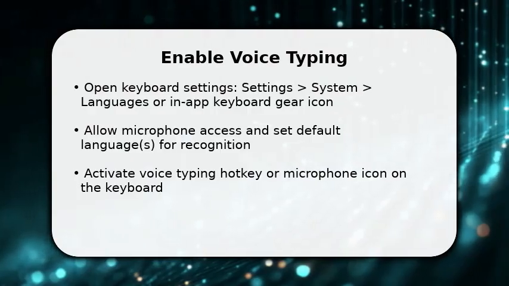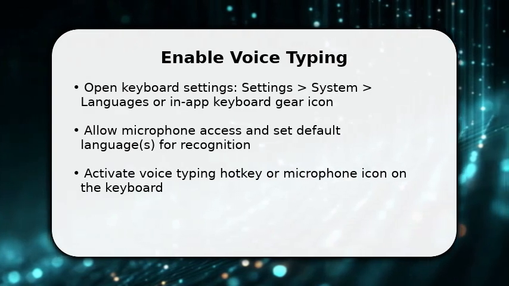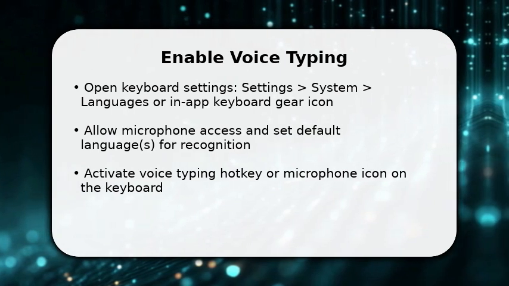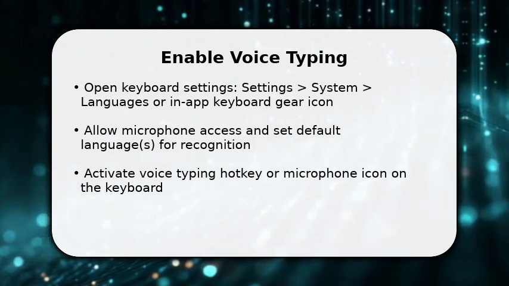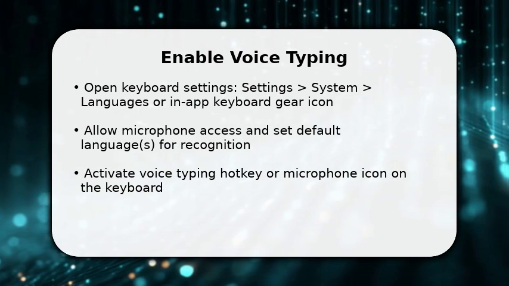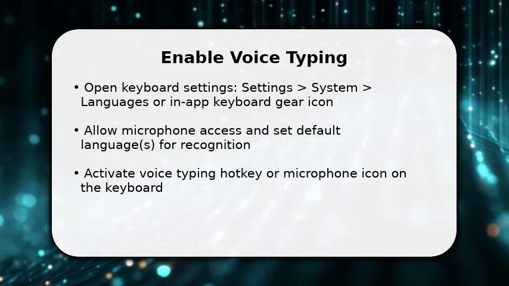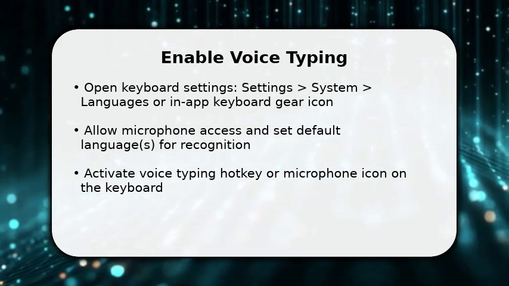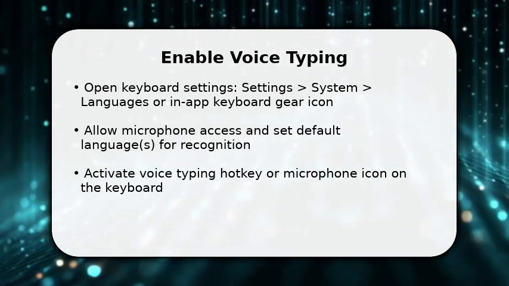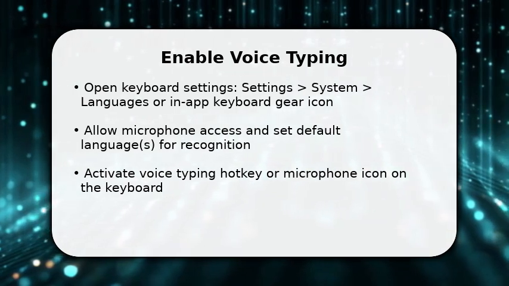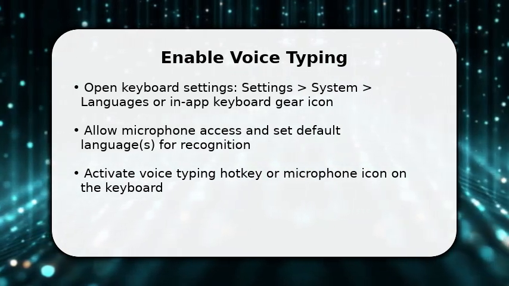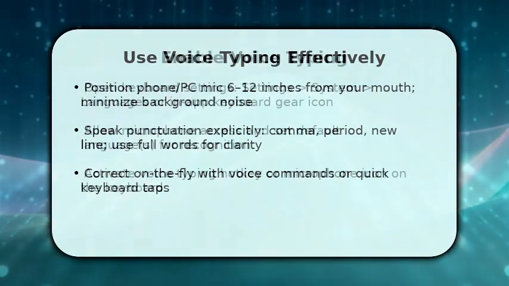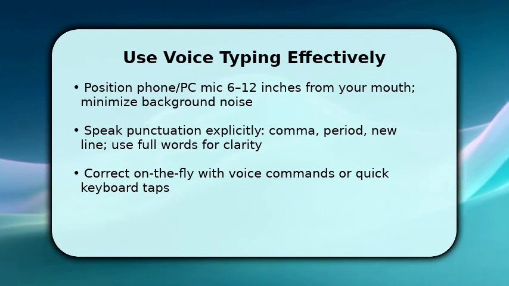You start by enabling the feature and granting permissions. Open your keyboard settings now. Tap Languages or the keyboard gear, then enable voice typing. Make sure the microphone permission is allowed for the keyboard app so audio reaches the engine. Choose one primary language and any secondary dialects to improve accuracy, and set the hotkey or mic icon placement for quick access. Once done, practice a short phrase to confirm the mic lights up and the system shows spoken text in your current app.